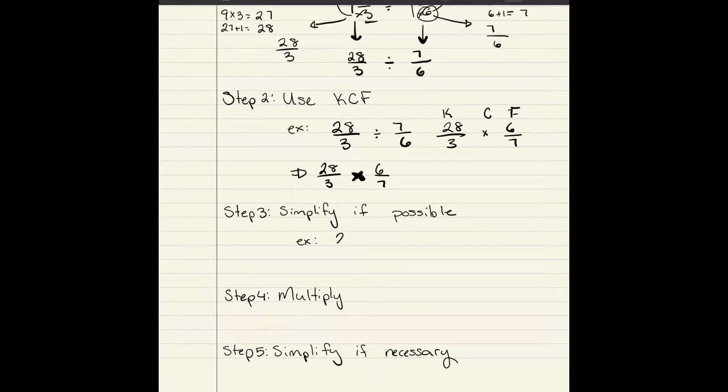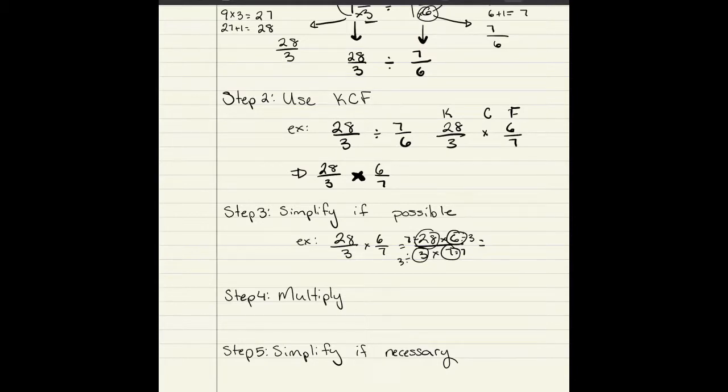And now I can simplify before multiplying because we're doing this problem, but remember if you rewrite it, it's 28 times 6 over 3 times 7. And we can simplify because 7 can go into 28 and 3 can go into 6. So we can simplify by dividing 6 by 3, and 3 by 3, and dividing 7 by 7 and 28 by 7.